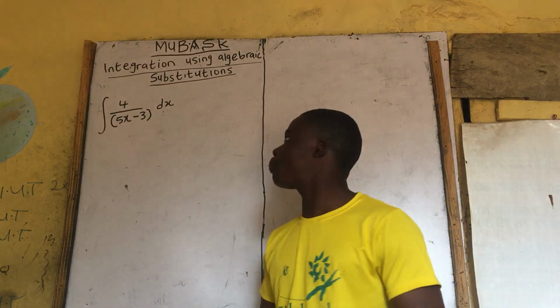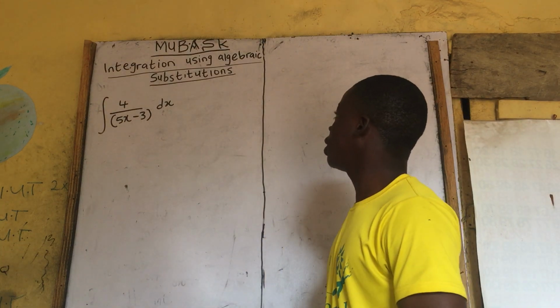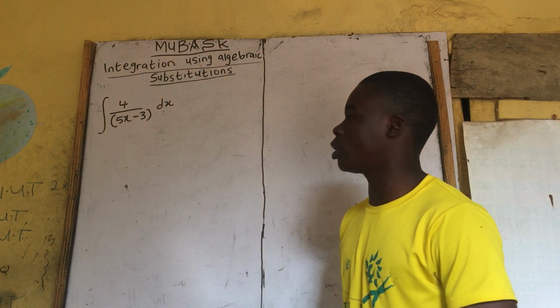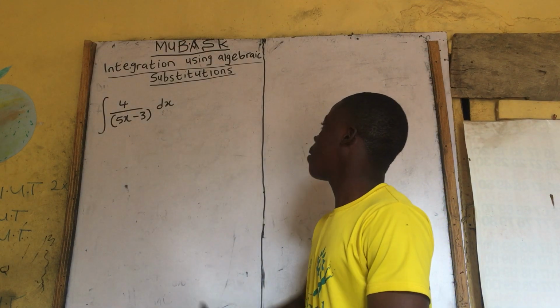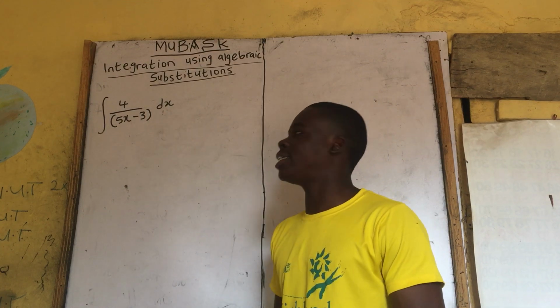Today they are giving us a problem which is integration using algebraic substitution, which is the integral of 4 divided by (5x minus 3) dx.